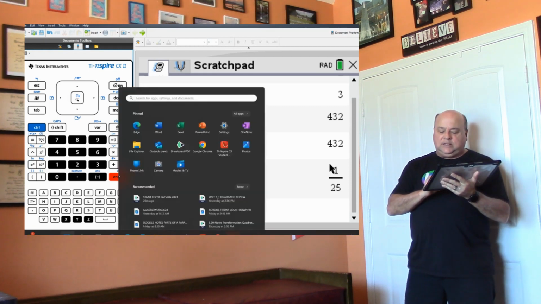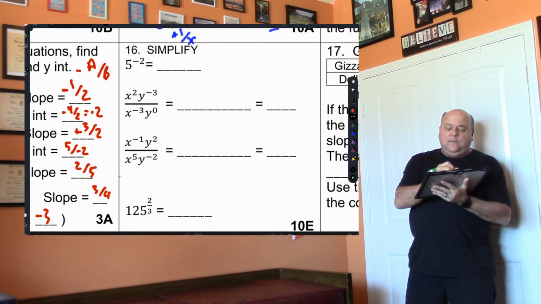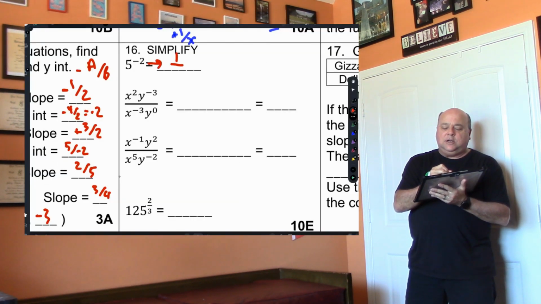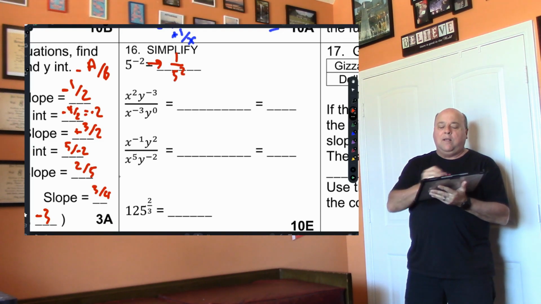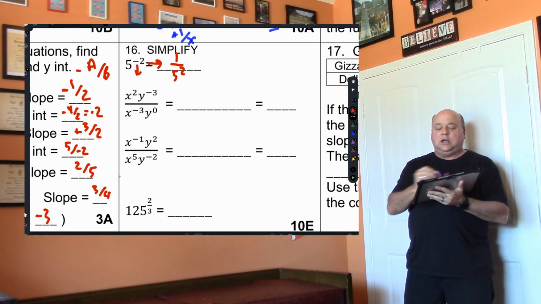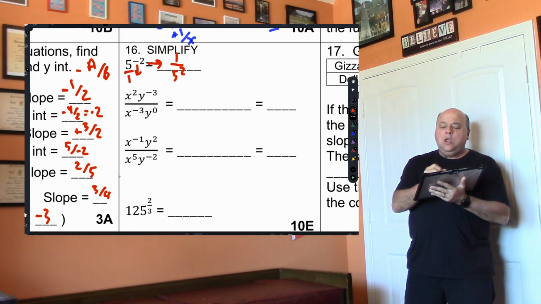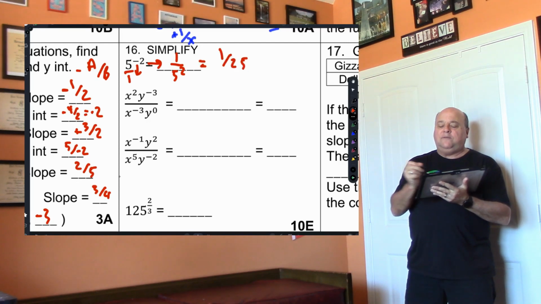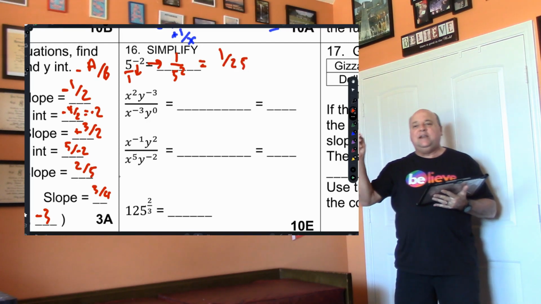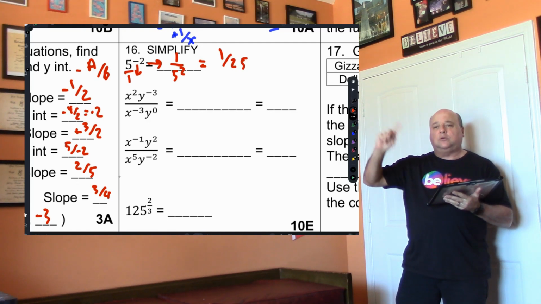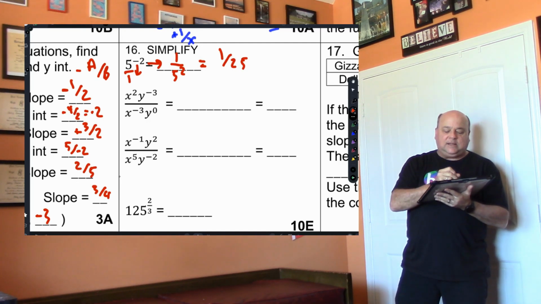Okay, so let's write this down so you can get this. This right here is going to turn into 1 over 5 squared. The negative means it moves across the fraction bar, which turns into 1 over 25. So remember, if you have a negative exponent, you move the base across the fraction bar, just like the next problem.